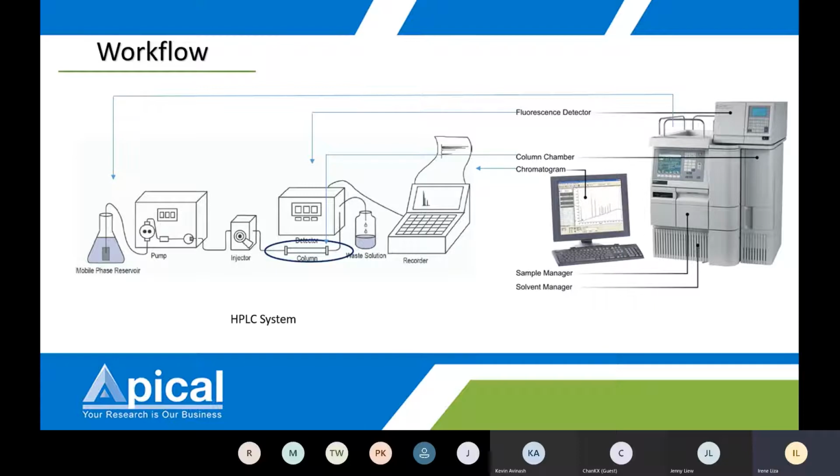This is the detector. The detector detects the compounds eluted from the column and sends the signal to the recorder. The recorder absorbs the signal and is able to draw chromatograms. The retention time, peak area, and theoretical plate numbers are all automatically calculated.